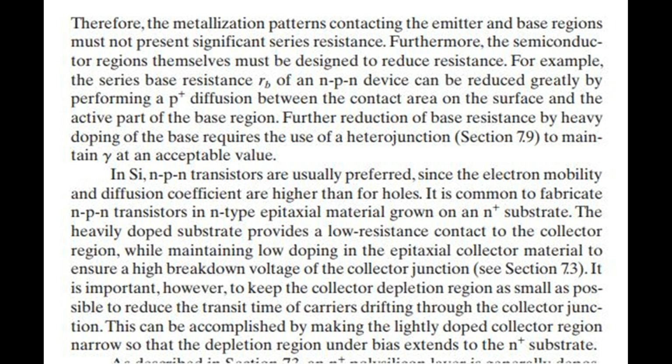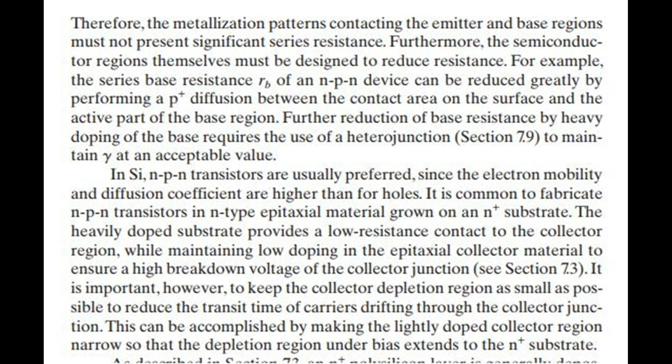Further reduction of base resistance by heavy doping of the base requires the use of a heterojunction, section 7.9, to maintain γ at an acceptable value. In silicon, NPN transistors are usually preferred, since the electron mobility and diffusion coefficient are higher than for holes. It is common to fabricate NPN transistors in N-type epitaxial material grown on an N+ substrate. The heavily doped substrate provides a low resistance contact to the collector region, while maintaining low doping in the epitaxial collector material to ensure a high breakdown voltage of the collector junction, see section 7.3.